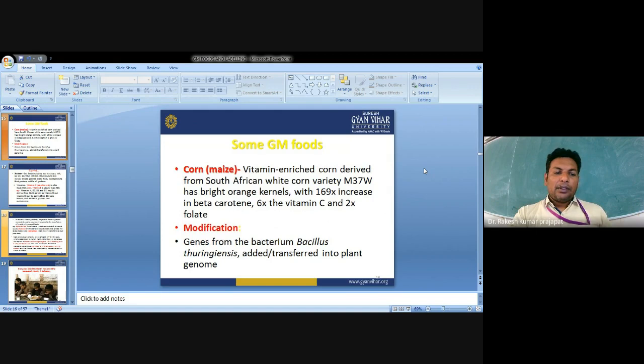We can take some examples of GM foods, like vitamin-enriched corn or maize, derived from South African white corn varieties. M337 has bright orange kernels with a 169 times increase in beta carotene pigment, 6 times higher vitamin C content, and twice the folate. The modification genes from the bacterium Bacillus thuringiensis were transferred into the plant genome.